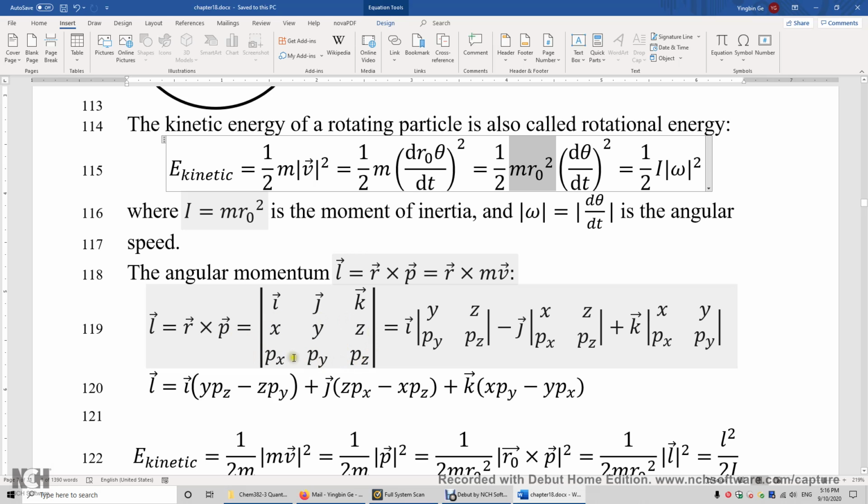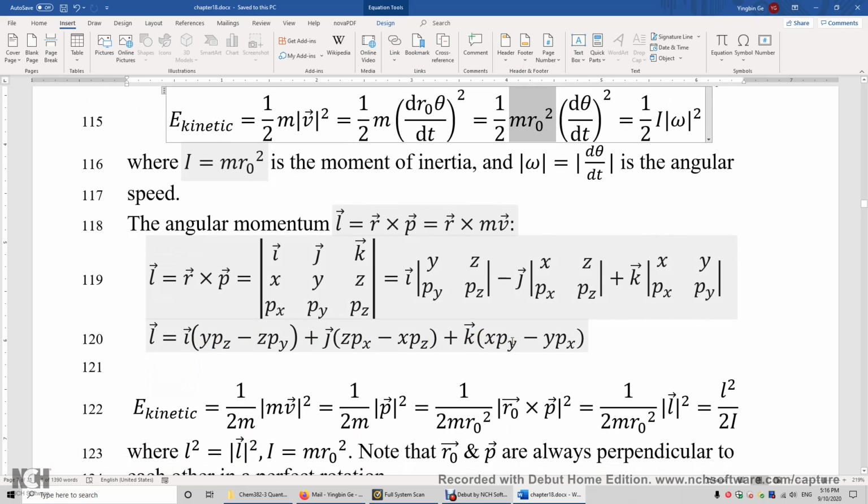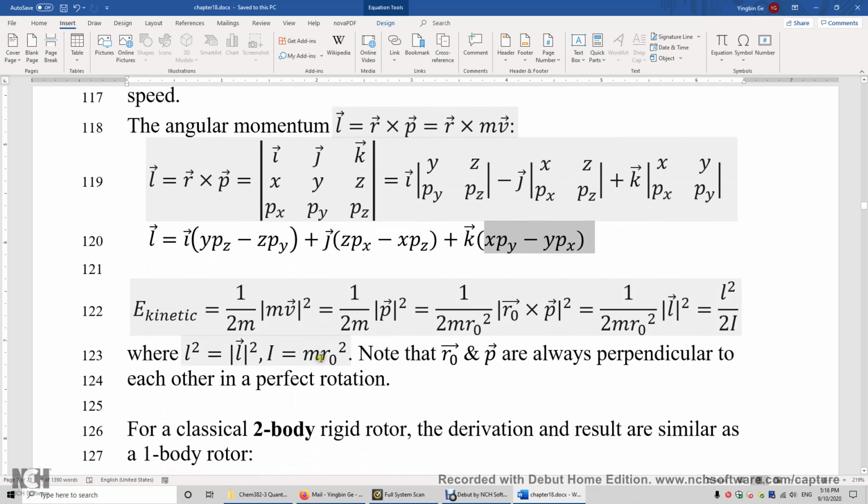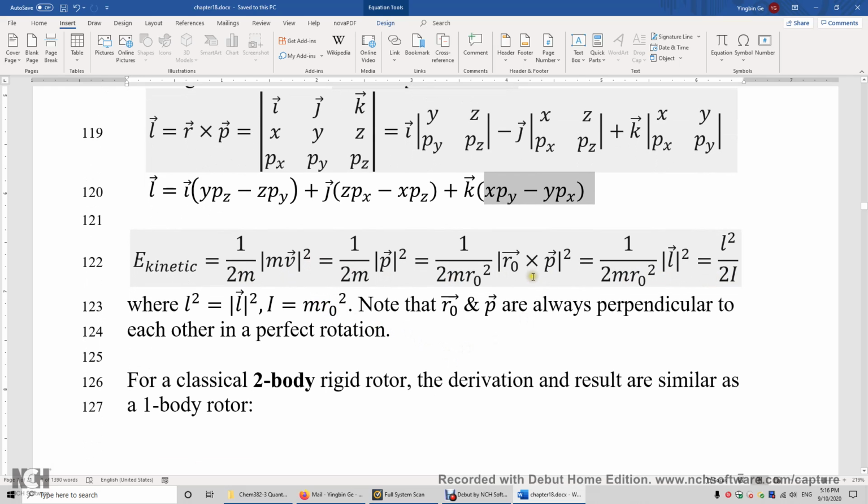We can decompose this 3x3 determinant to 3 2x2 determinants. And then L is expressed as a vector with 3 components. Here, x component, y component, and z component. The kinetic energy can also be written as L squared over 2I. L is the magnitude of the angular momentum. I is the moment of inertia. The derivation is right here. I assumed this R0 is perpendicular to P.